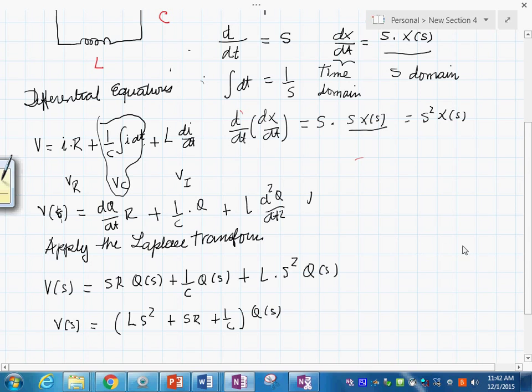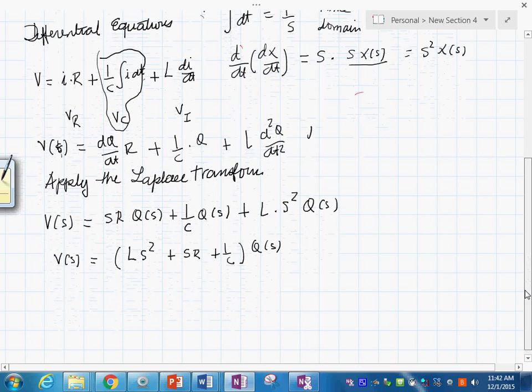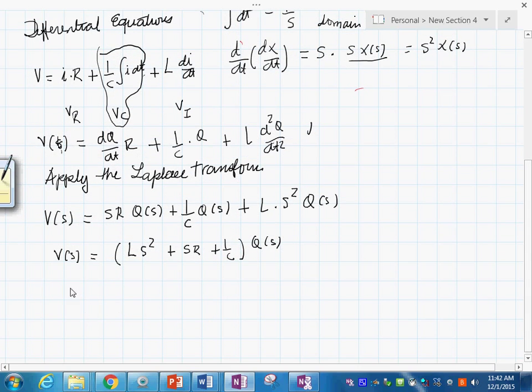So it follows from this relationship that the relationship of the output, which in this case would be Q of S, to the input V of S, is going to be equal to 1 over Ls squared plus Rs plus 1 over C.